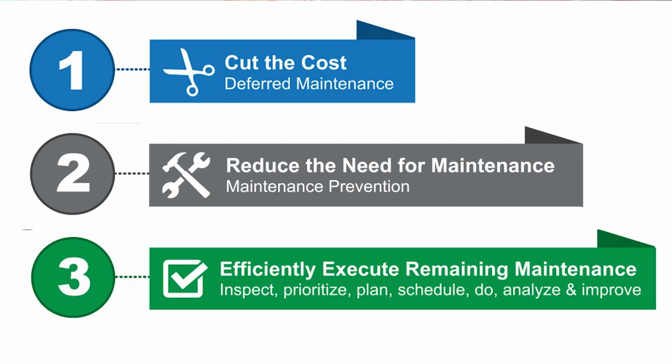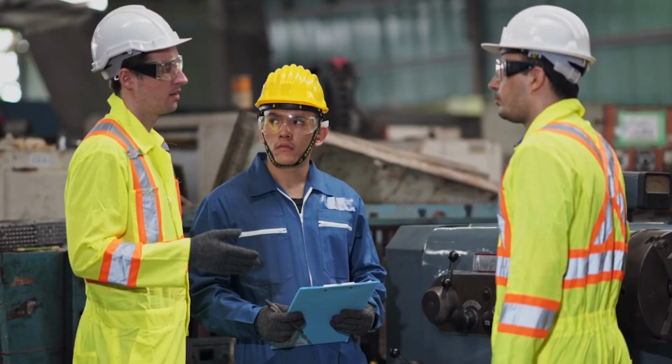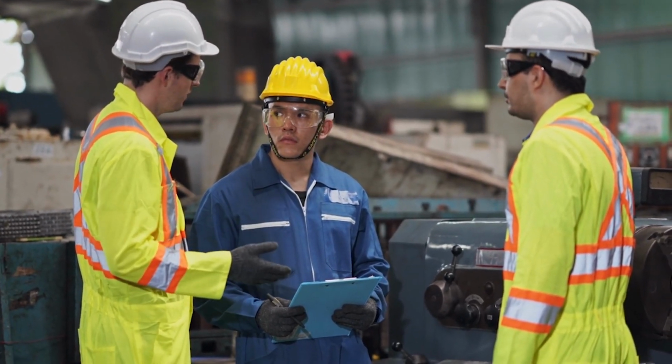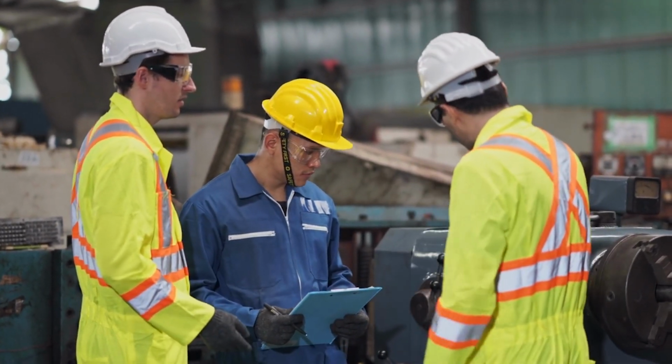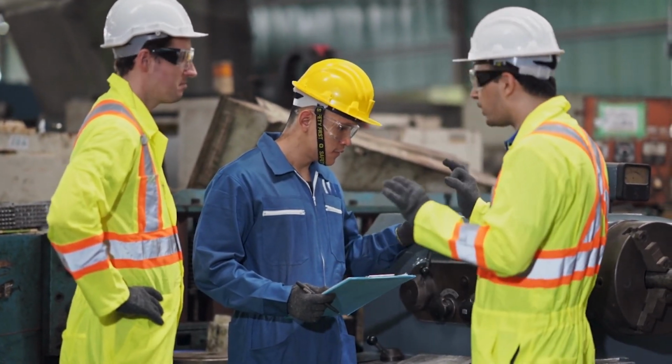Option 3 is to efficiently execute the remaining maintenance. So we want to inspect, we want to do condition monitoring, we want to prioritize any failure that we find, we want to plan and schedule, we want to correct any failure. And if possible, if we have repetitive failures, we want to analyze and improve so we can avoid those same failures in the future.